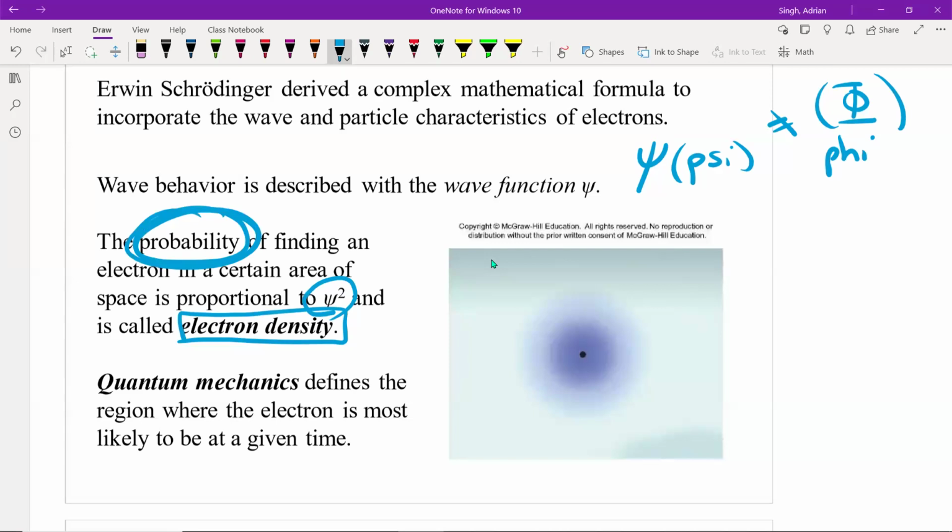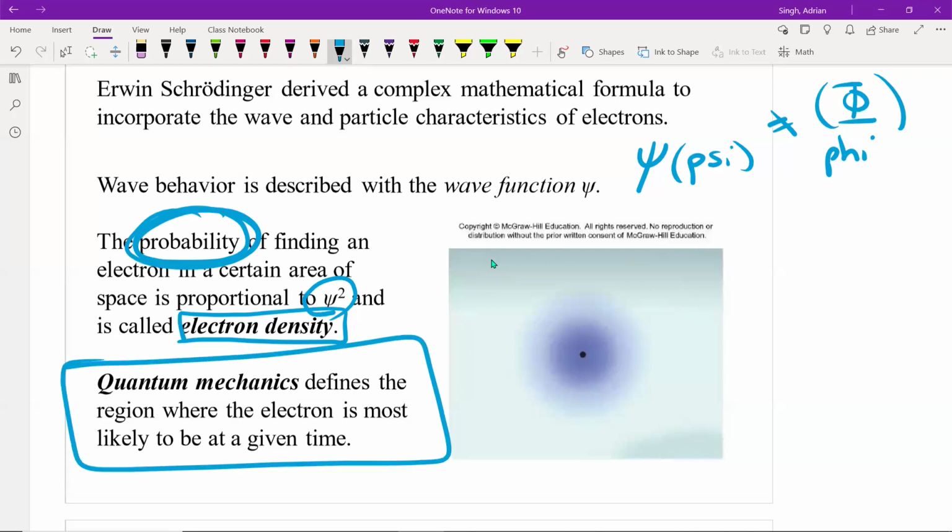So we cannot say with 100% certainty. Instead, what we define is the most likely region for an electron to be at any given time. Okay, and again, that may not sit well with you, but when it comes to the quantum scale and the really, really tiny scale, that's the best that we can do. We deal in probabilities. Okay, what are the chances of finding an electron in one location versus another?